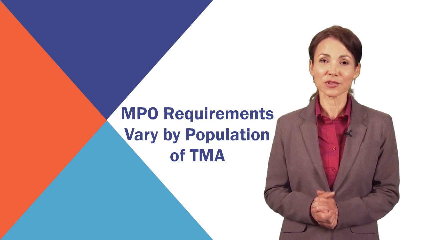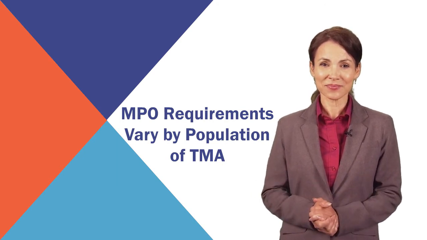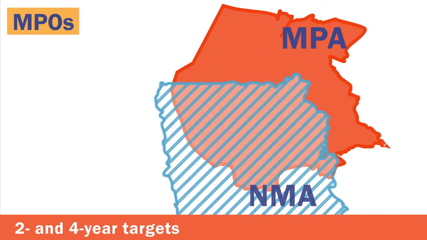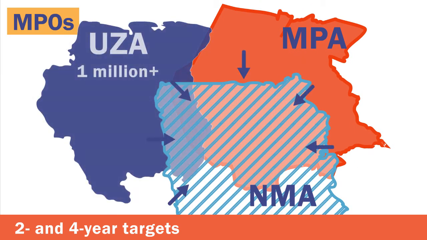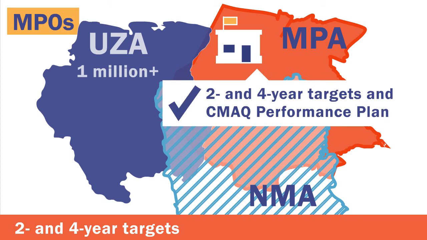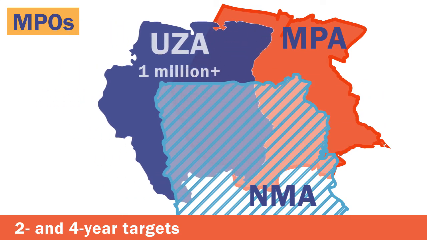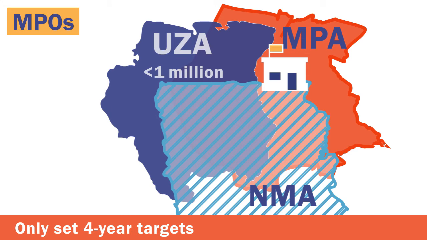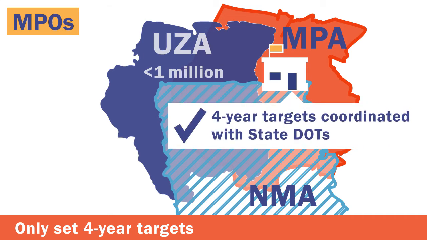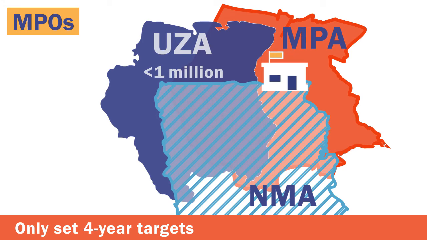Actions required of applicable MPOs for the on-road mobile source emissions measure vary based on the population of the Transportation Management Area, TMA. An MPO with any part of a non-attainment or maintenance area within its boundary that overlaps any urbanized area, UZA, with a population above 1 million must set both quantifiable 2- and 4-year targets for their metropolitan planning area and develop a CMAQ performance plan. The MPOs that have non-attainment or maintenance areas but do not overlap a UZA with a population above 1 million must only set 4-year targets and can decide to set their own or support their state's target. In all cases, MPO target setting should be well coordinated with the relevant state DOTs.